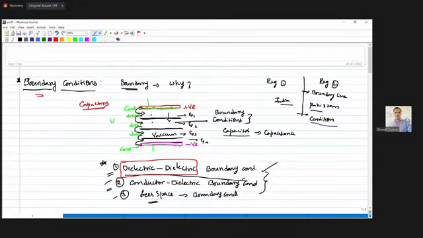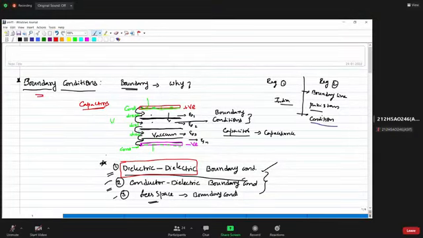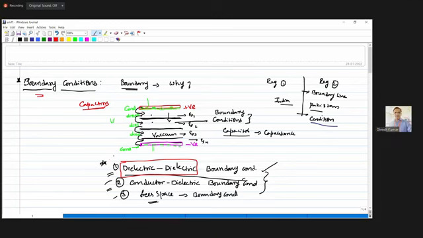And with respect to the flow of electrons in different mediums, we have to derive boundary conditions for dielectric medium, as well as for conductor-dielectric medium, as well as conductor-free space medium. Before going into deriving the boundary conditions, we have to see some of the basic concepts that are required to understand how to derive them.